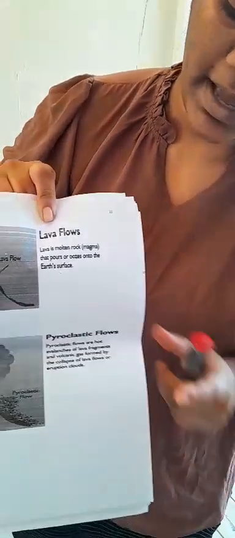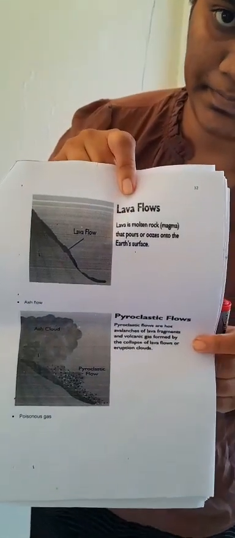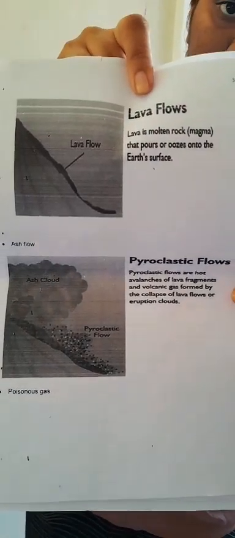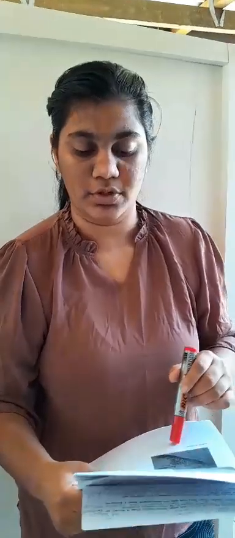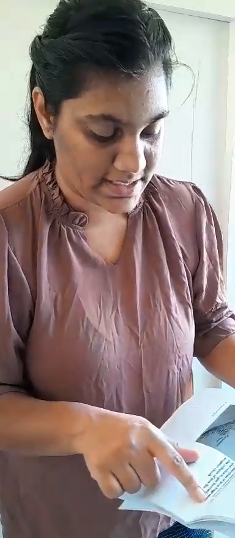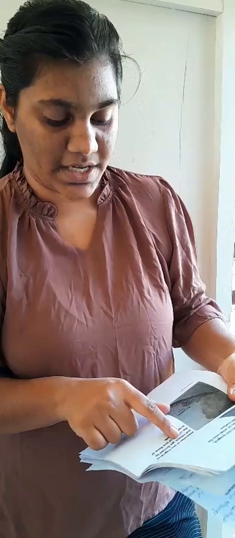This is what a lava flow and a pyroclastic flow look like. As discussed in our notebooks, lava is a molten rock, magma that pours or oozes onto the earth's surface, while pyroclastic flows are hot avalanches of lava fragments and volcanic gases formed by the collapse of a lava flow or eruption clouds.